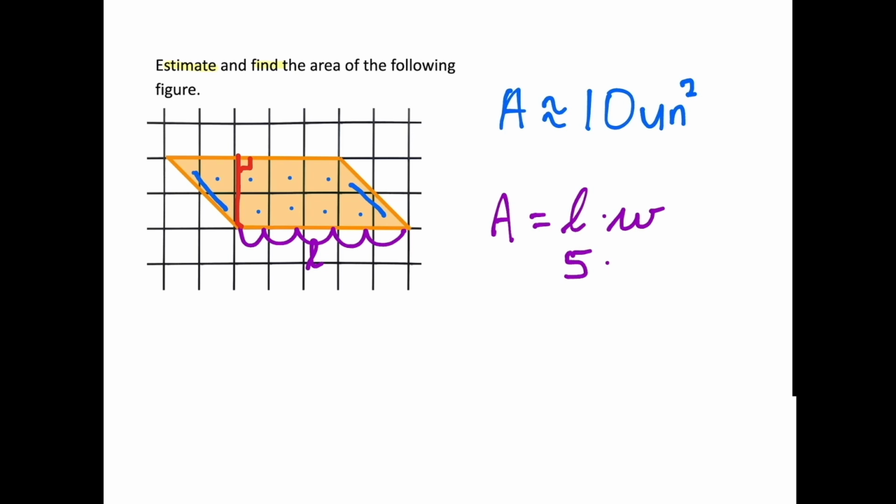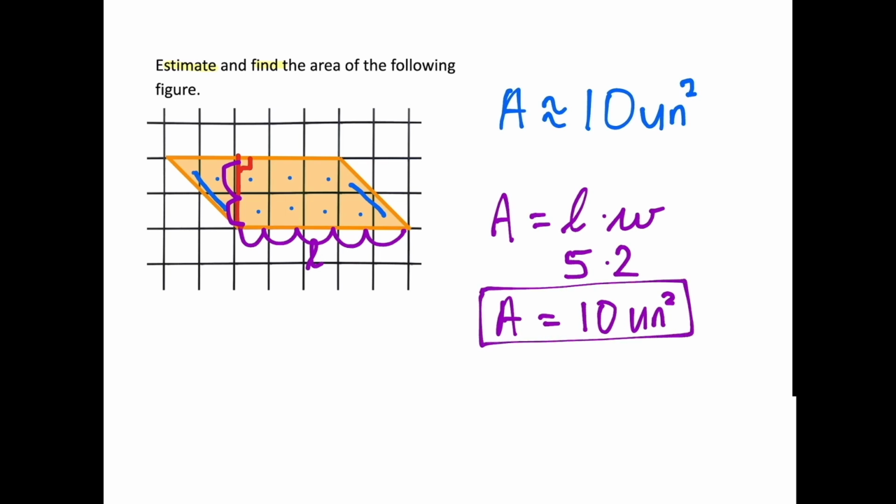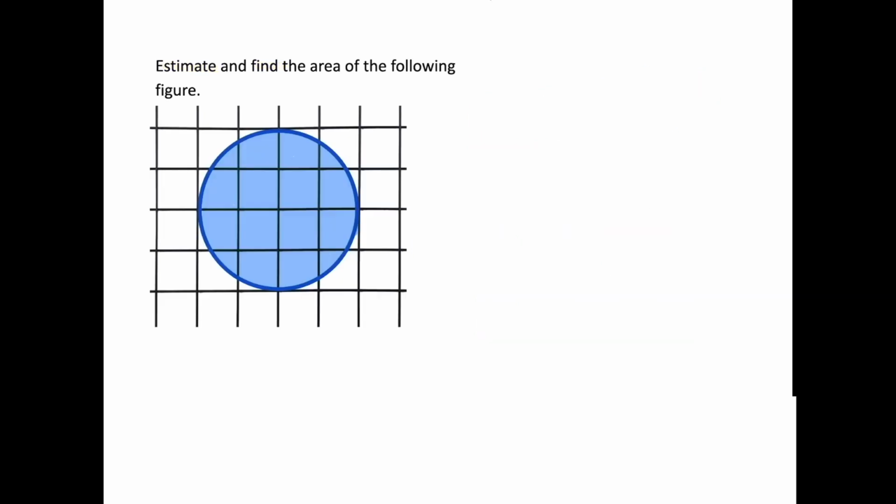That red line is our width, and it's 1, 2 units long. So our area is going to be 5 times 2, or 10. So our actual area is 10 units squared. This matched our estimation of 10 units squared. Let's go through one final example together.